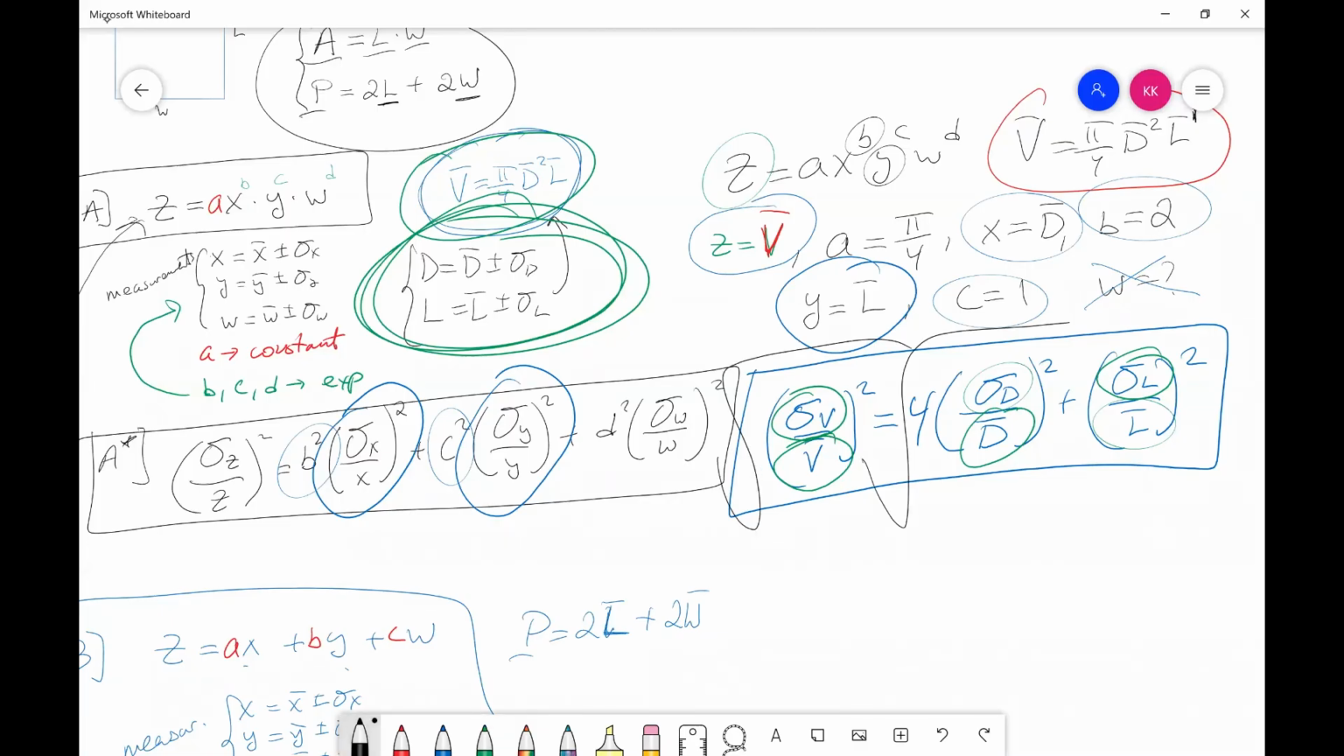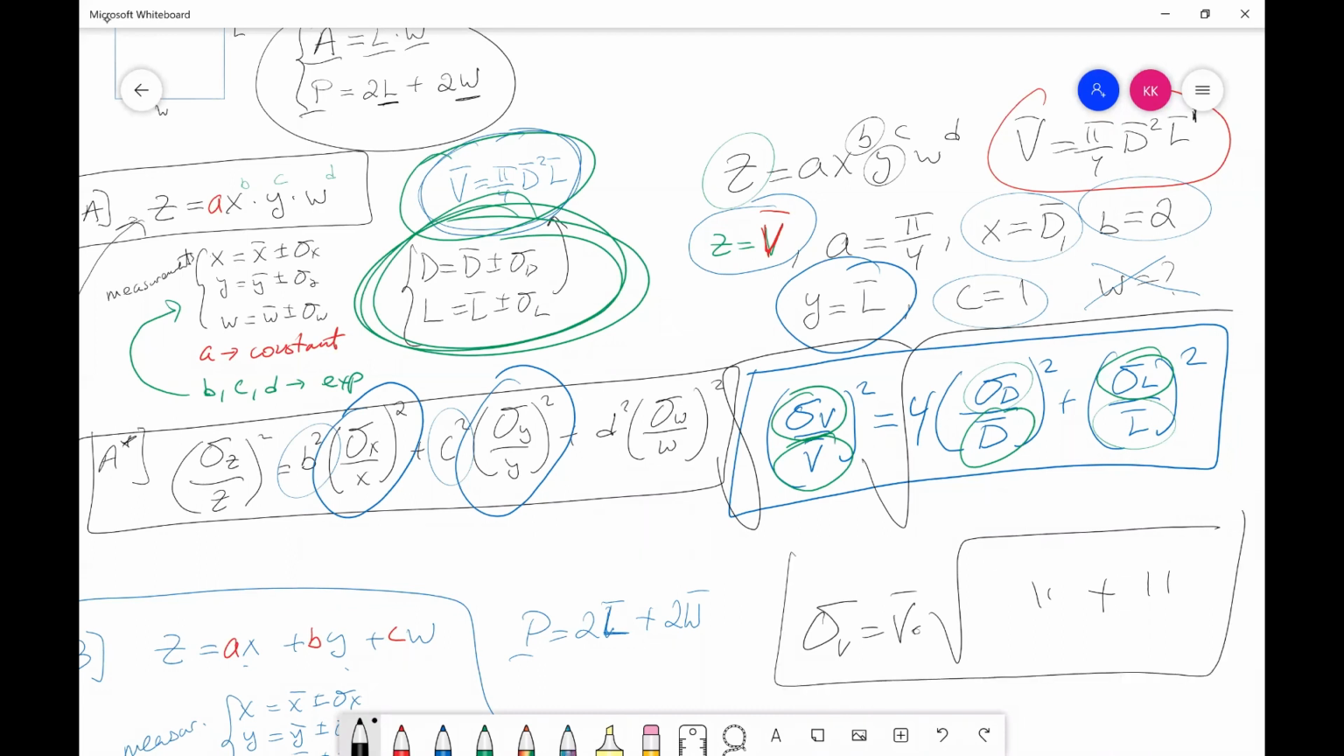We take the square root of both sides, and then I write sigma v over v average equals the square root of all of those things inside the square root. After that, I just move this volume average to the other side and multiply it by that square root. And this will be how I calculate the uncertainty in volume.